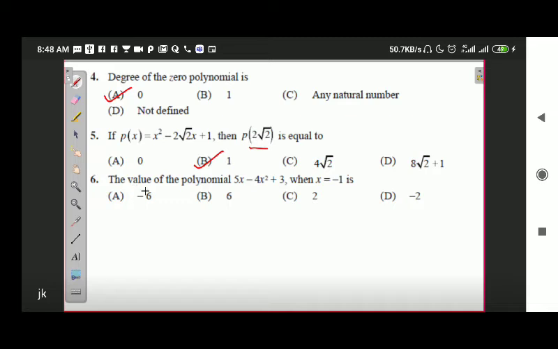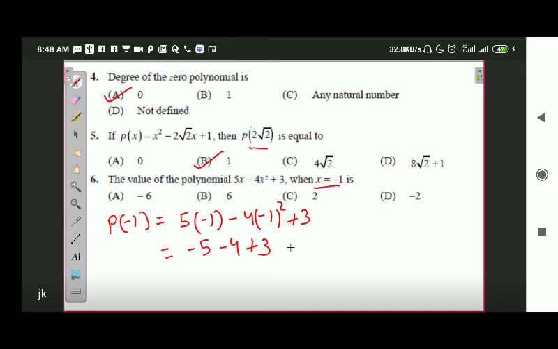Next is the value of a polynomial. We have to find the value of the polynomial 5x minus 4x square plus 3 at x equals minus 1. Once again, we will apply the same method. We will say p(minus 1) is equal to, in place of x, we will replace it with minus 1. 5 times minus 1 minus 4 times minus 1 square plus 3. So this will be minus 5 minus 4 plus 3. This will be minus 6. So the final answer is going to be minus 6.